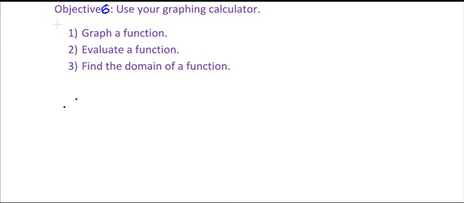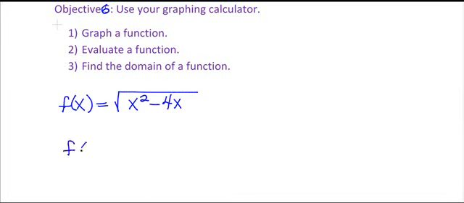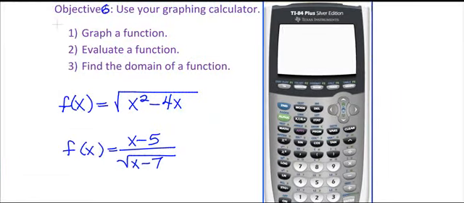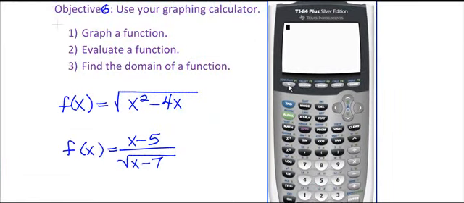like that f of x is equal to the square root of x squared minus 4x, and then f of x is equal to x minus 5 over the square root of x minus 7. So on your graphing calculator, I have already entered this first function, the square root of x squared minus 4x.